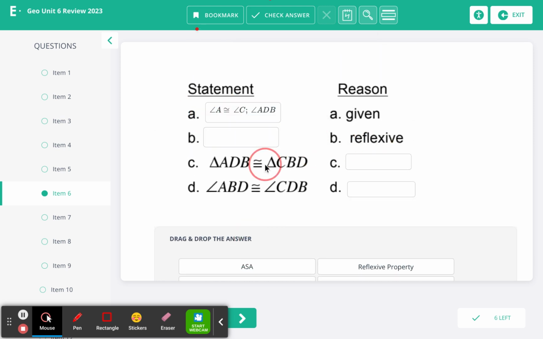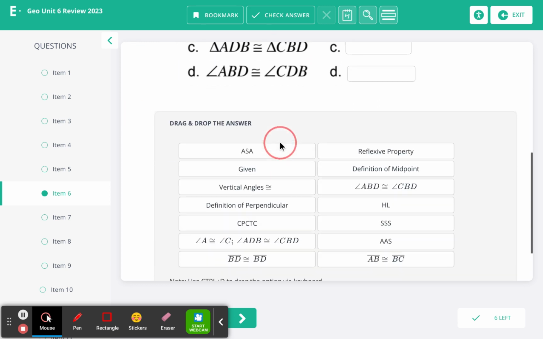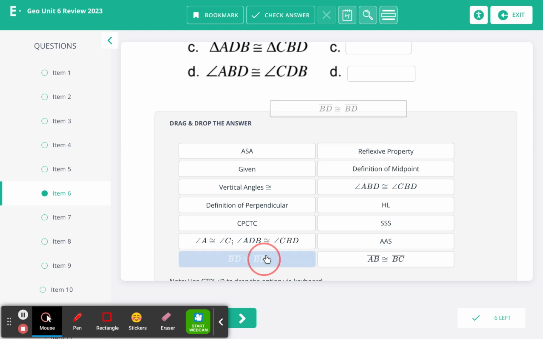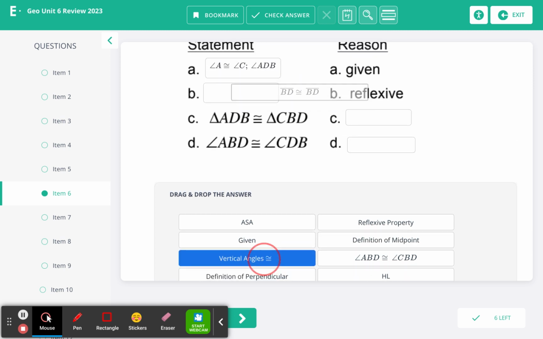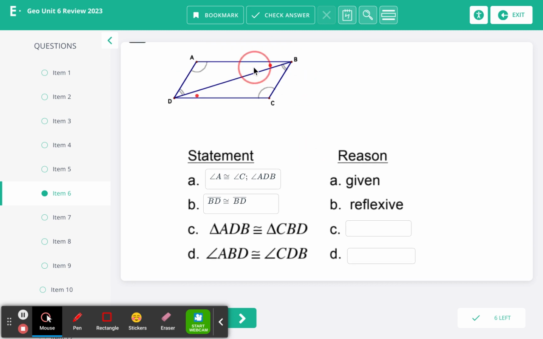Step B is the reflexive property. So that's going to be our shared side. BD is congruent to BD. Now we have enough information to prove the triangles are congruent. Not worrying about our dotted angles there, which is the last step. But we have two angles and a side, because we just talked about our shared side. So that is angle, angle, side. The side is not between the angles, so it's going to be angle, angle, side for step C.